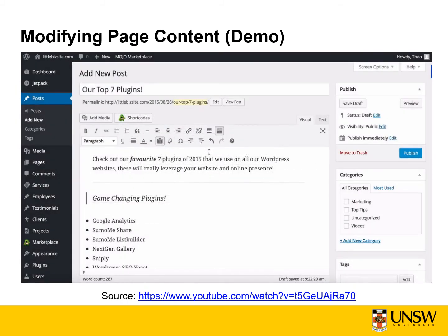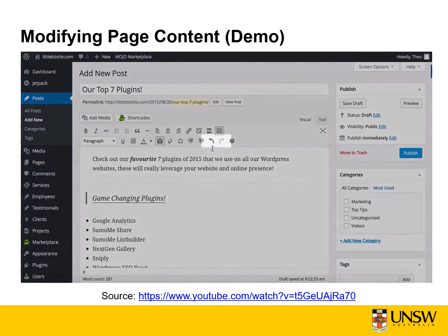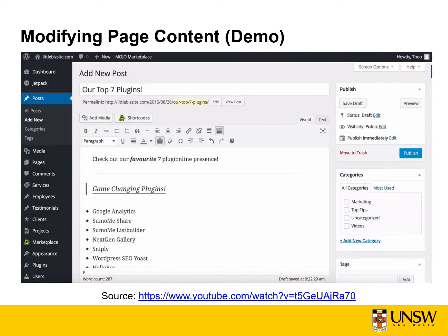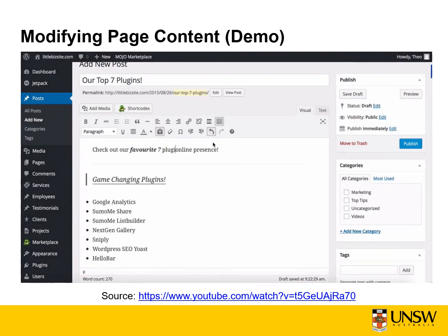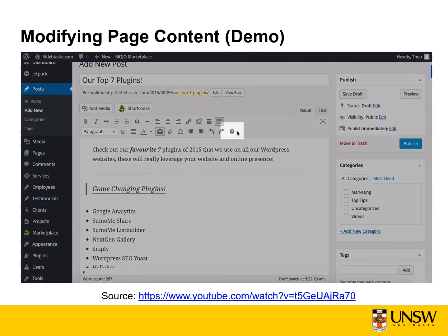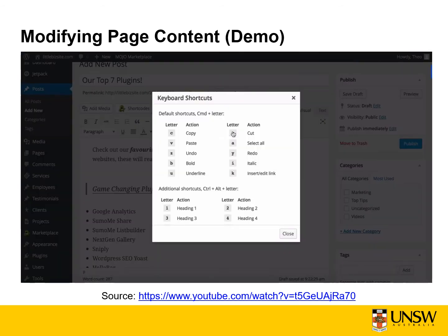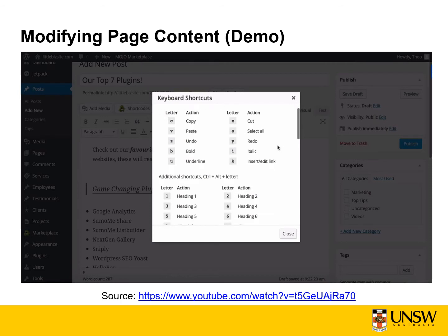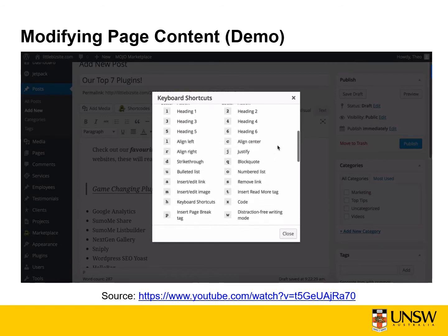You've also got indent text here, and something very useful are the Undo and Redo buttons here. So if you ever do make a mistake and you want to undo it, it's easy. Or if you decide you want that after all, you could just redo it. The last button is this one, which you'll want to have a look at. It has all the keyboard shortcuts available to use to speed up your editing.